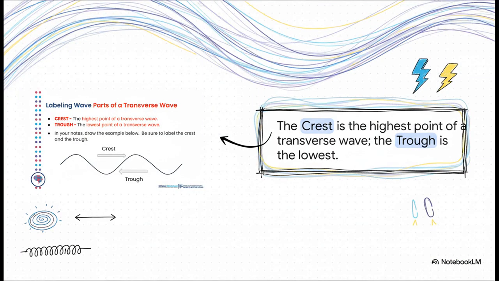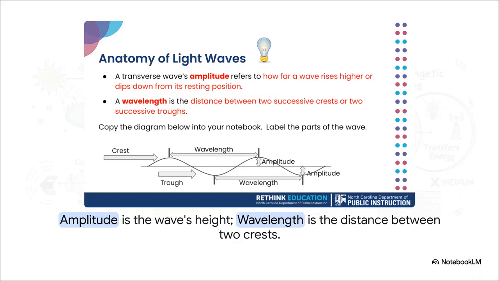The highest point, the very peak, is called the crest. And the lowest point is called the trough. You got your peaks and your valleys. Simple as that. And now we can start measuring them.